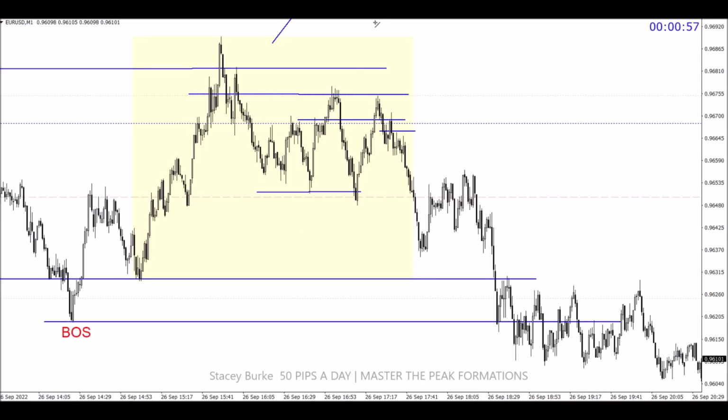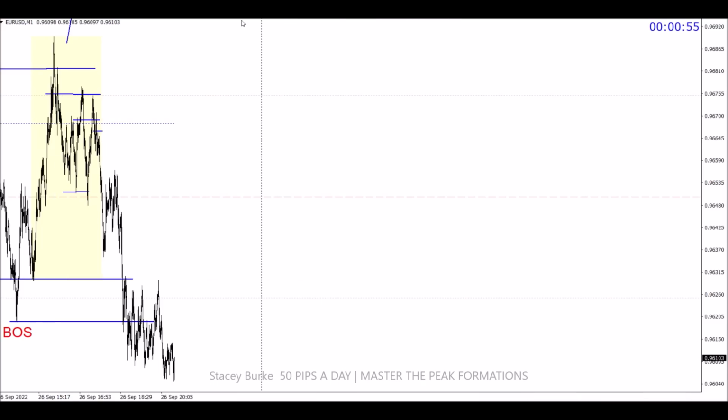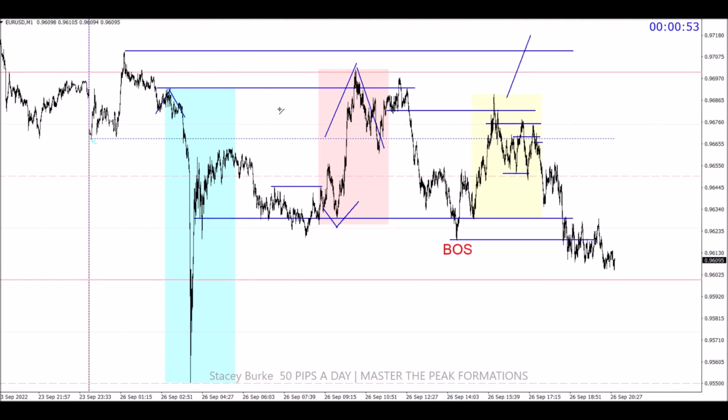Now, this is the euro. Again, not saying this is a textbook, awesome trade setup, but I want you to understand the concept of 3-session setups. Also, peak formations in the sessions themselves. The peak formations are in the sessions themselves. Asia, London, New York.